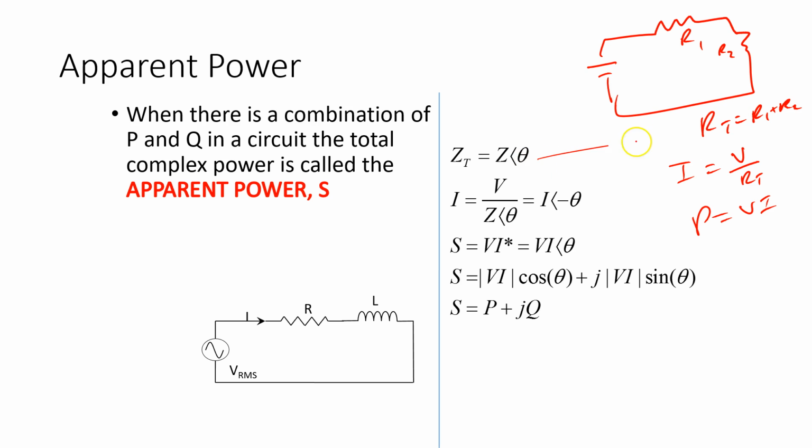I find ZT, the total Z, just like I find the total R. Then I could find I, which is V on Z theta, just like I find I here. Then, just like I find P here, P is equal to VI. Now I could use S is equal to VI conjugate. And that will give me what the apparent power is. And the real part of that is my real power, and the imaginary part is my quadrature or reactive power.